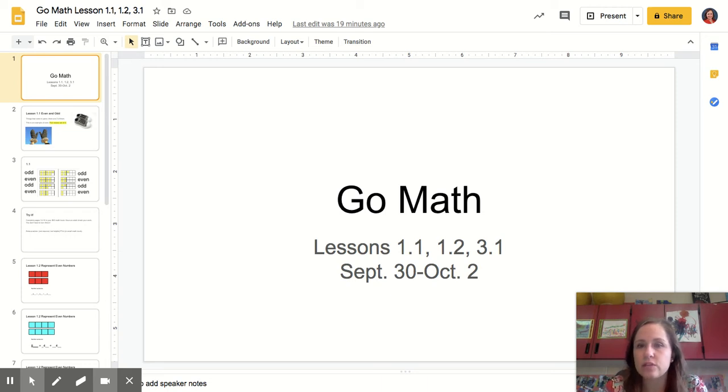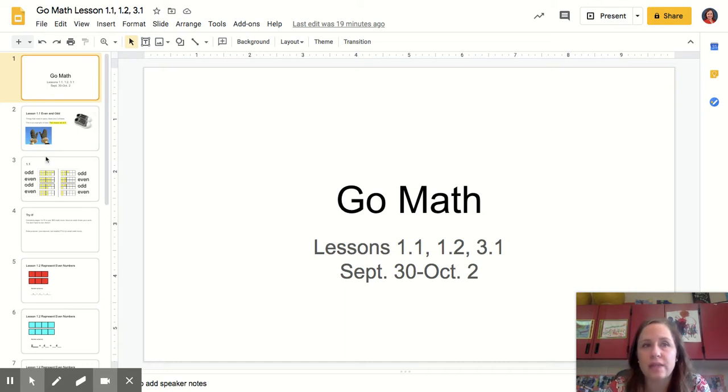Okay, this week we're going to start working in our Go Math book, and we will not always go in order, okay? And we will not always follow the directions exactly as they are in the book. So make sure that you pay attention to the way that I ask you to do the work. All right, this week, Wednesday, Thursday, Friday, we're going to do lesson 1.1, 1.2, and 3.1.